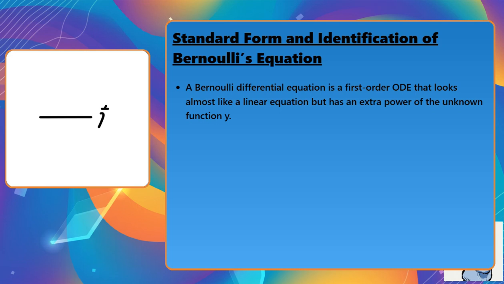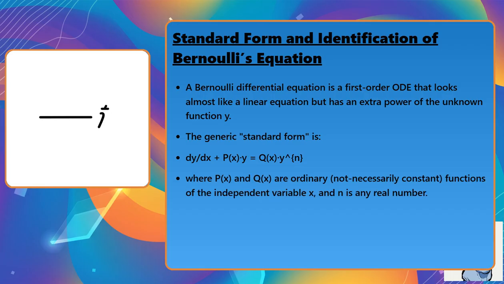A Bernoulli differential equation is a first-order ODE that looks almost like a linear equation, but has an extra power of the unknown function y. The generic standard form is dy/dx + p(x) y = q(x) y^n, where p(x) and q(x) are ordinary, not necessarily constant, functions of the independent variable x, and n is any real number.